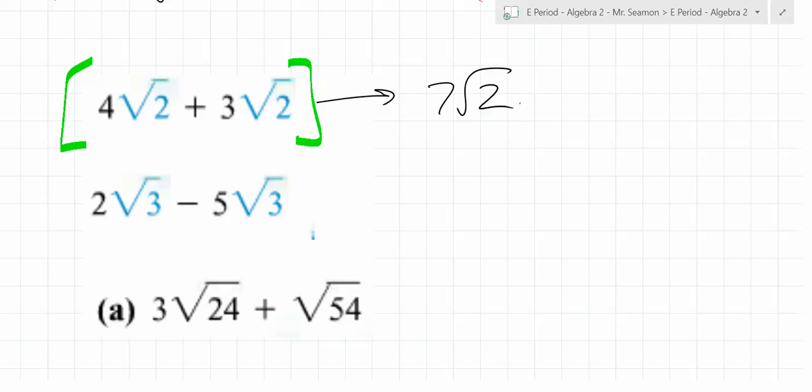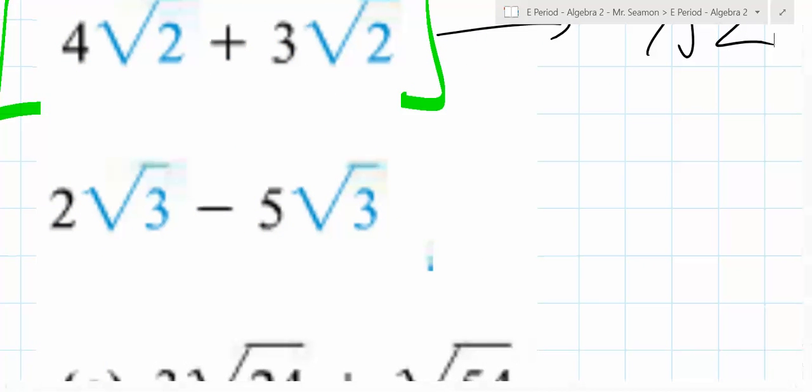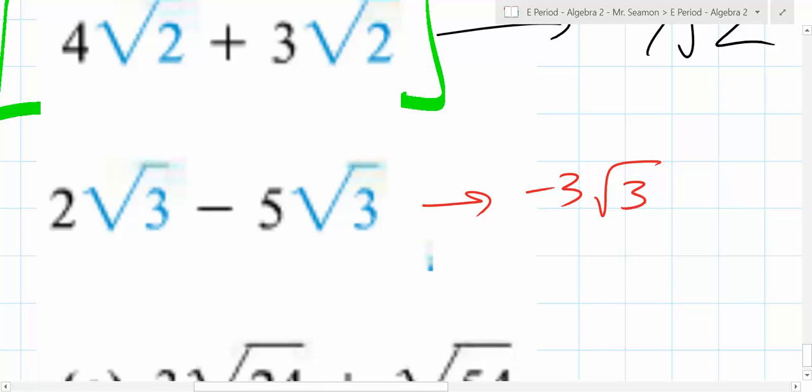But what happens if you have 3 apples and 4 oranges? Can you combine the apples and oranges without a blender? No. Addition is not a blender, okay? What about this one right here? What about 2 root 3 minus 5 root 3? Exactly. It's the same exact thing. This is negative 3 square roots of 3.